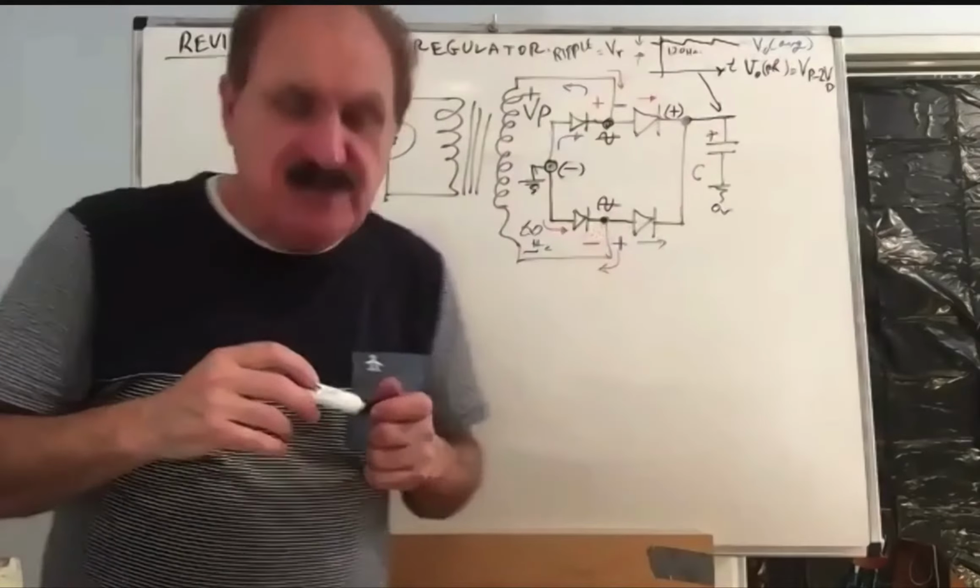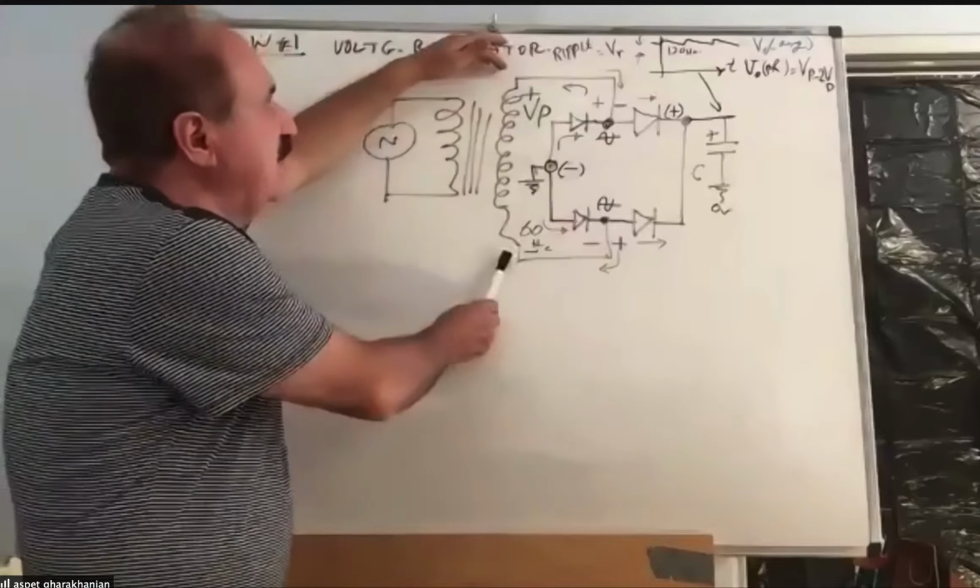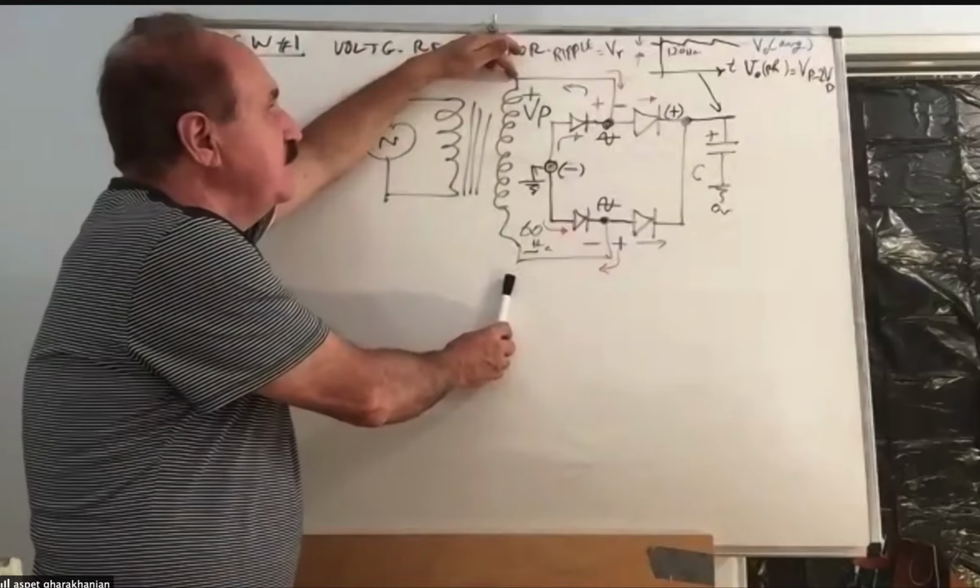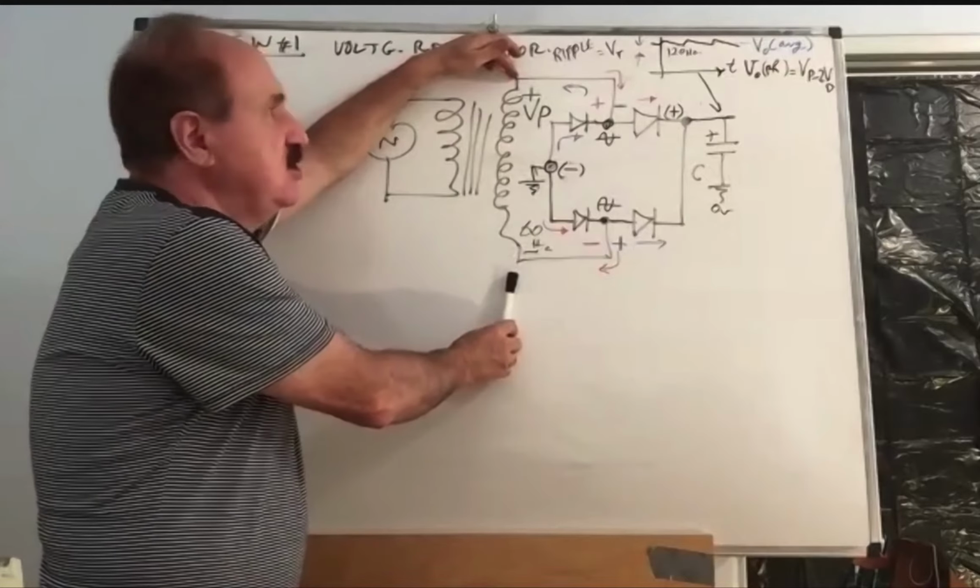Yeah, you have a question? Please ask. Yes, I want to know, VP, is it the voltage across the inductor? Yes. VP is the peak voltage of the secondary. Okay. Inductor, yes. It is peak voltage.